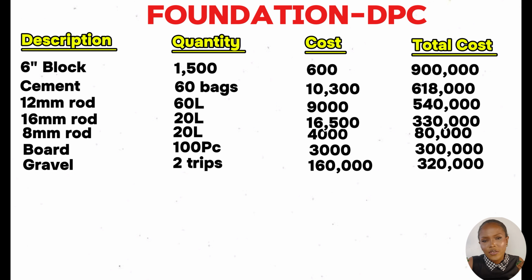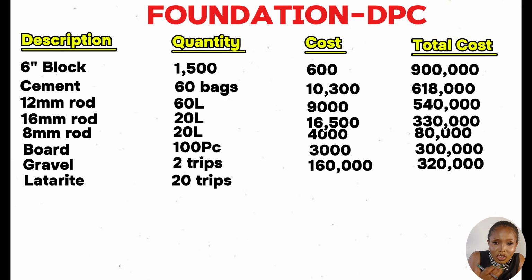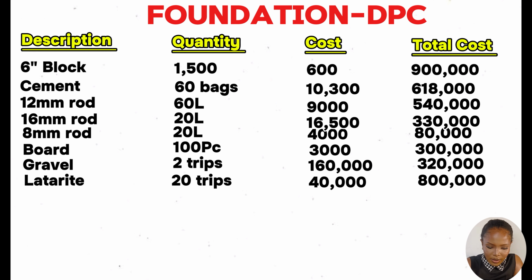Another thing you need is the filling sand. That is the laterite. You need 20 trips of filling sand, laterite, and each trip currently costs 40,000 naira. 40,000 naira multiplied by 20 is giving us 800,000 naira. You need sharp sand.